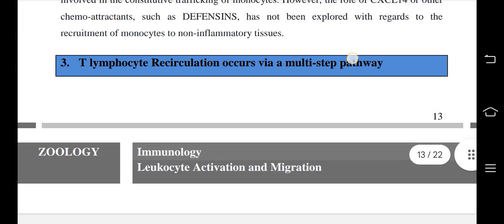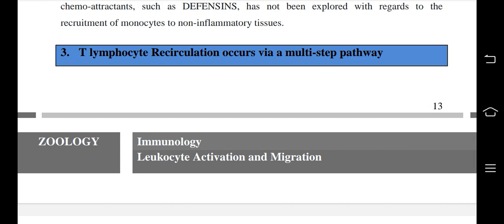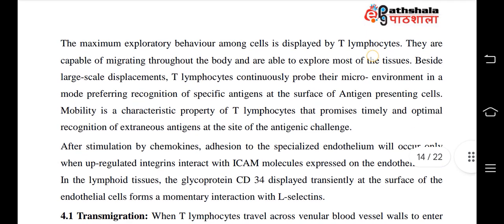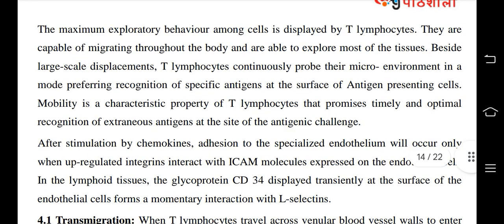T lymphocyte recirculation occurs via a multi-step pathway. The maximum exploratory behavior among cells is displayed by T lymphocytes. They are capable of migrating throughout the body and are able to explore most of the tissues. Besides large-scale displacements, T lymphocytes continuously probe their microenvironment in a mode preferring recognition of specific antigen at the surface of antigen-presenting cells. Mobility is a characteristic property of T lymphocytes that promises timely and optimal recognition of exogenous antigen at the site of their antigenic challenge.